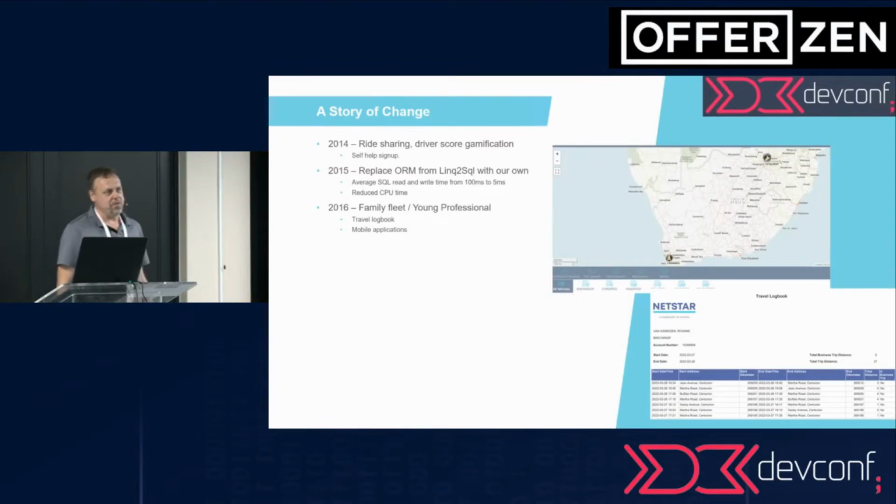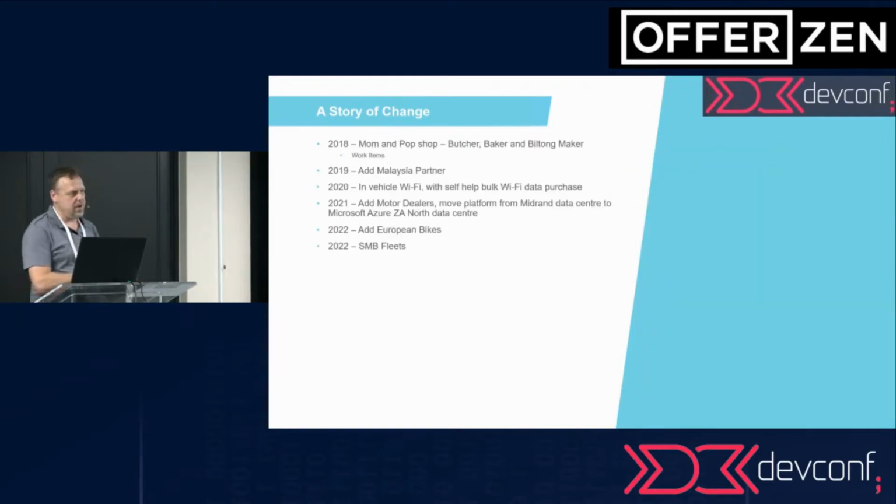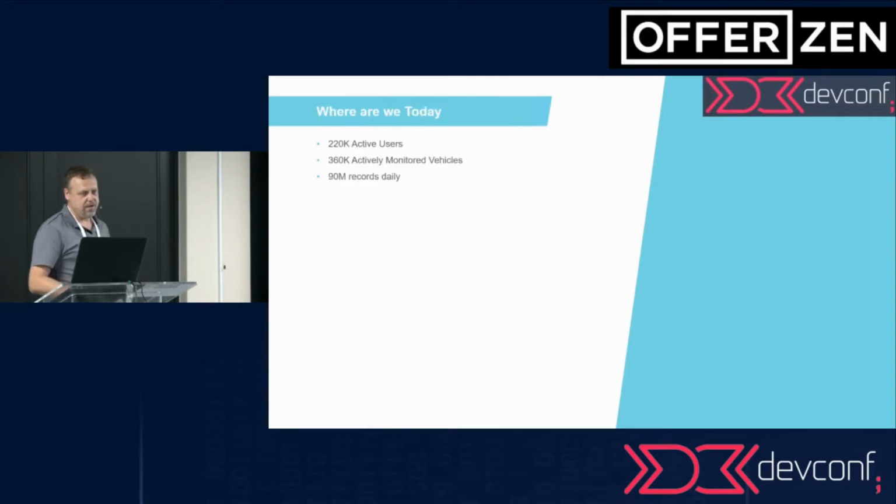Then we moved on to use the same system for ride sharing and driver score gamification, family fleet, and, for the young professional, a travel logbook. We added work items, European bikes, and the small to medium business fleet. Today on this platform, we have 220,000 active users, 360,000 vehicles that are being actively monitored, and we process around 90 million records a day.